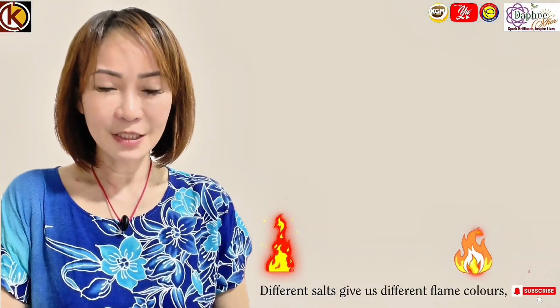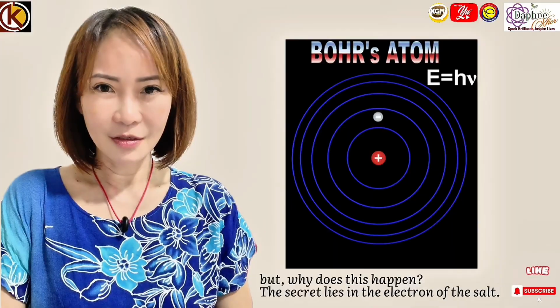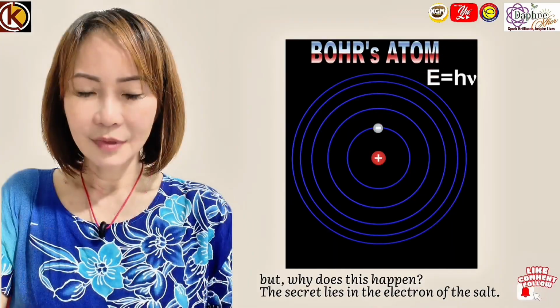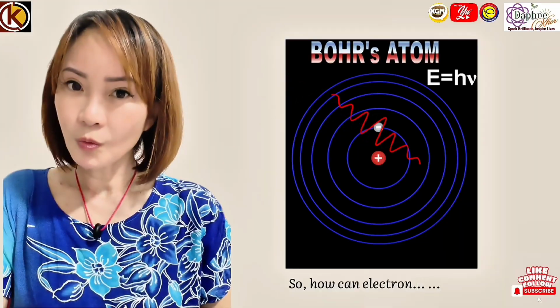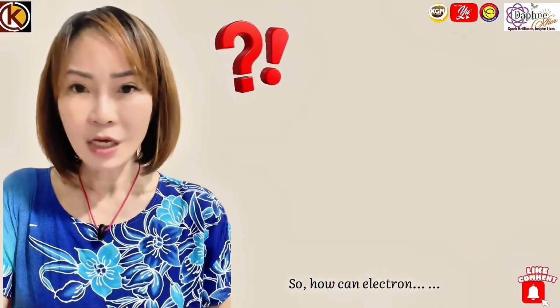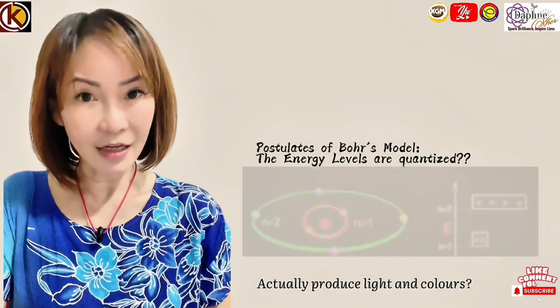Different salts give us different flame colors. Fascinating, right? But why does this happen? The secret lies in the electron of the salt. So, how can electron, something invisible, actually produce light and colors?